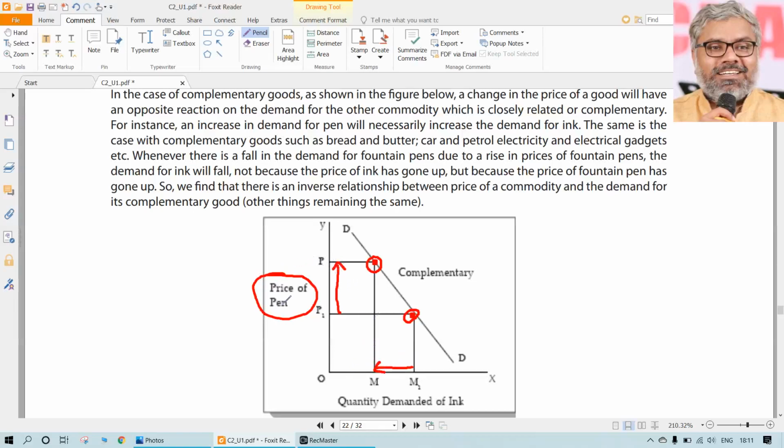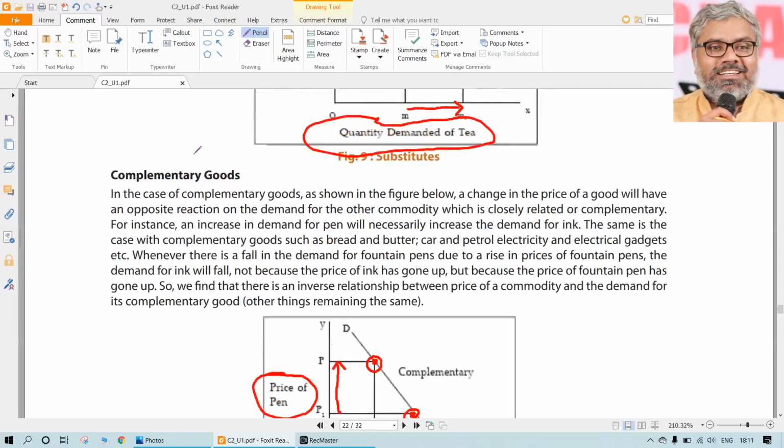Price of what? Price of one complementary commodity and the demand of another complementary commodity. So what is the nature of these two commodities we are talking about? Ink and pen. That is the nature of complementary goods. That's why we are calling them complementary goods. Complementary goods means those which complement each other.